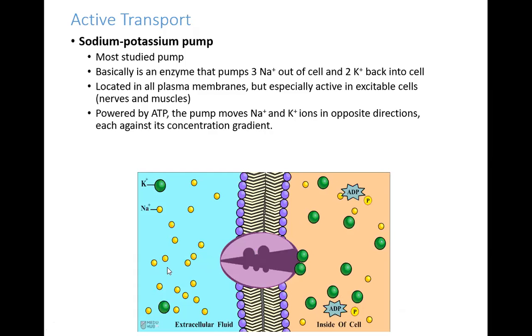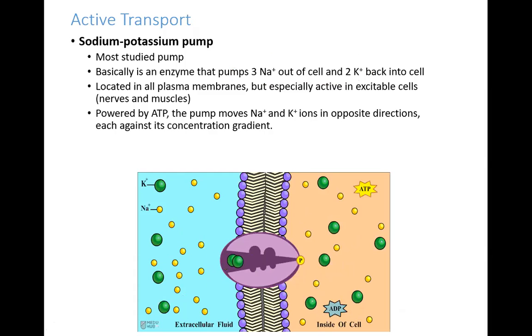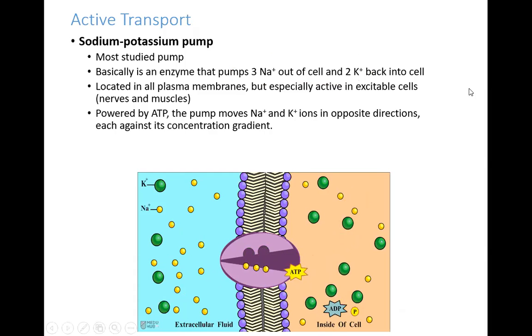It's always going to be three sodiums out and two potassiums in. This is the sodium potassium pump in the membrane. Three sodiums out and two potassiums back in. You can see there go the three sodiums going out. You can see where the ATP came in, and then that allows us to grab two potassiums on the outside and bring them back in.